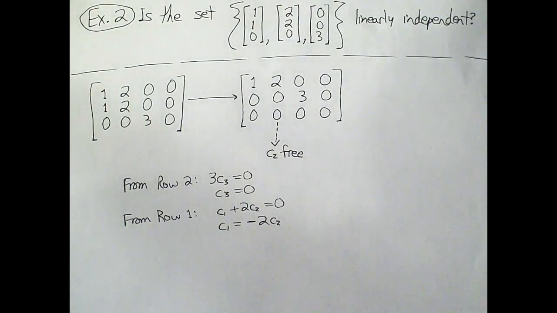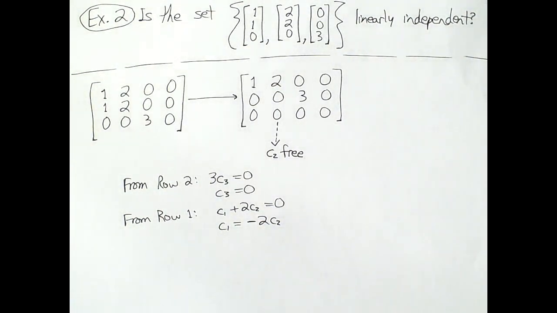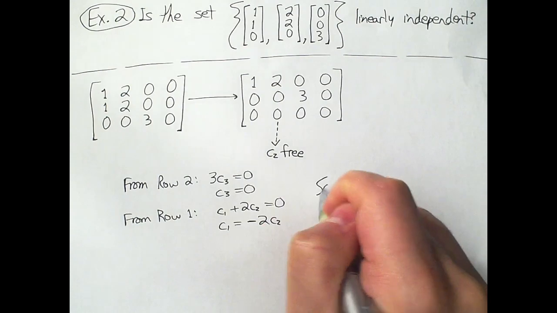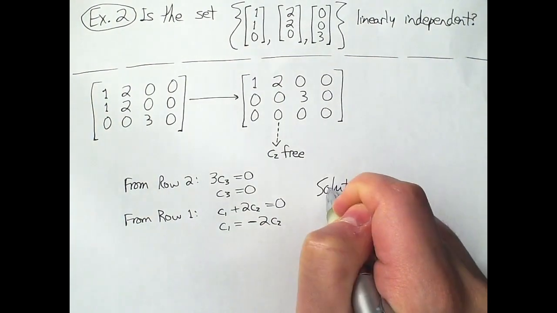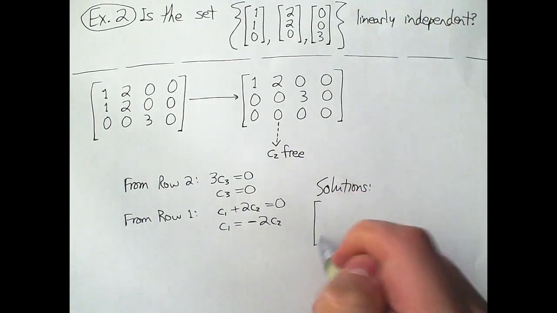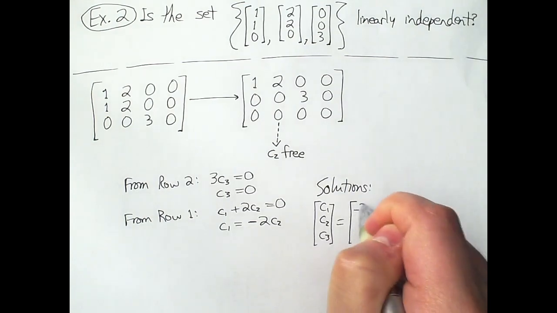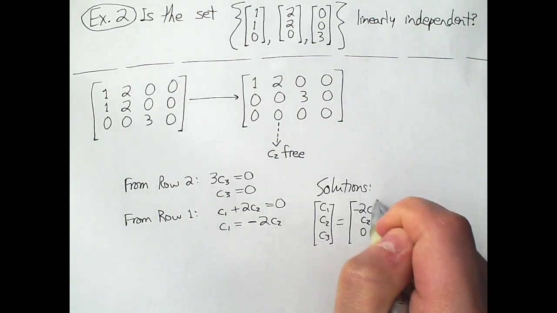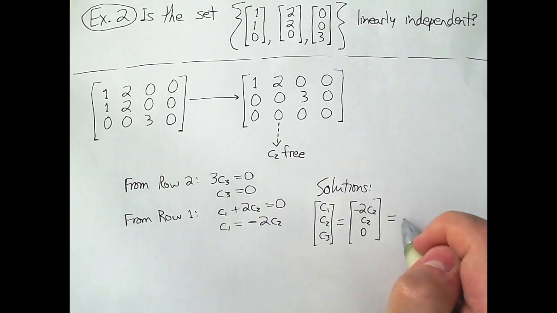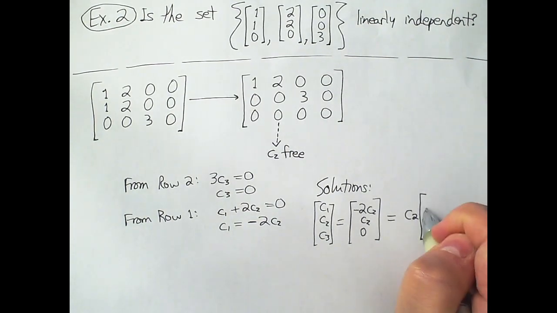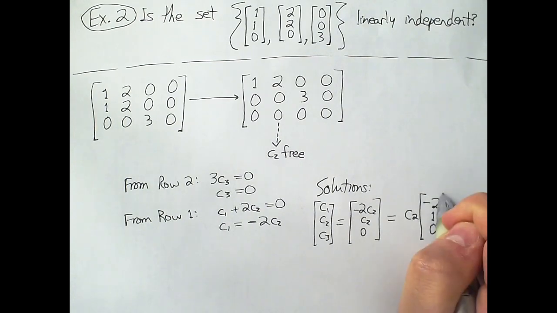Let's try to write the solutions. I guess we could answer the question now, right? I can tell that there are solutions other than just the trivial solution, which means this is not linearly independent. But I'm going to write out the solution set. Remember, we weren't solving for x's this time. We were solving for c's. So we found negative 2c2, c2, 0, which if we write it in parametric vector form, we pull the c2 out, and we get negative 2, 1, 0.